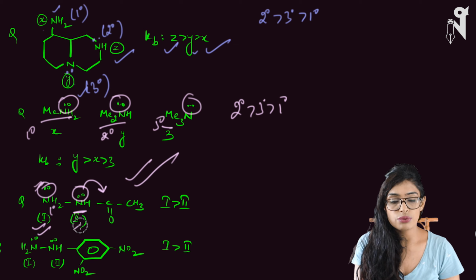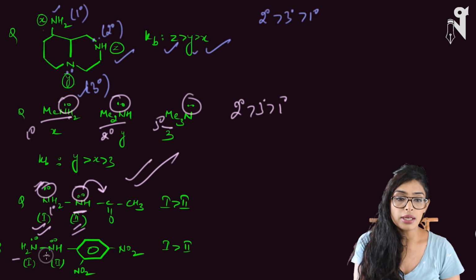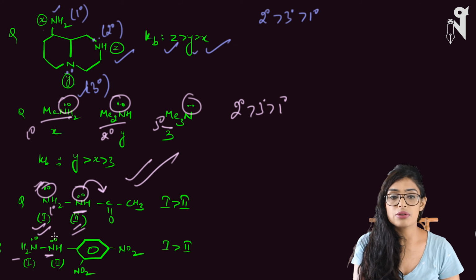Now look at these nitrogens over here, almost the same concept. This nitrogen's electron pair is participating in the resonance, whereas this lone pair is not participating in the resonance.